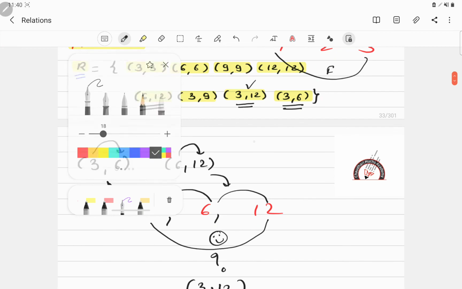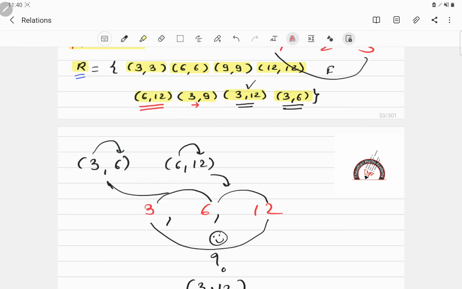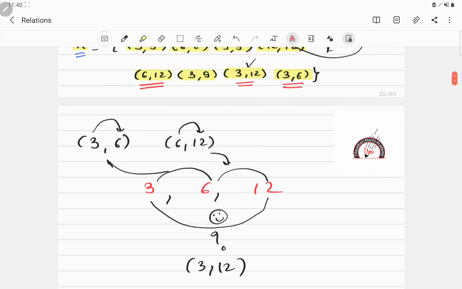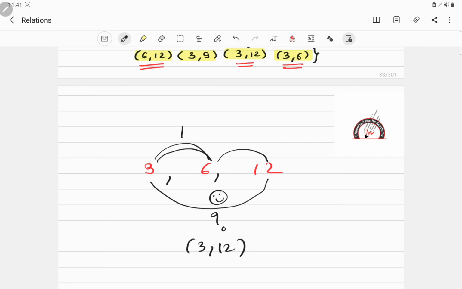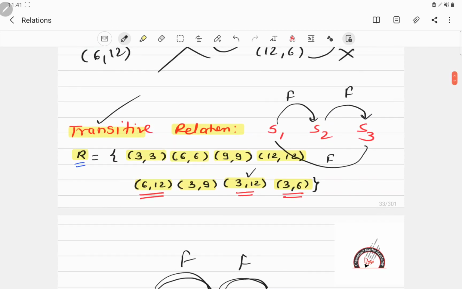So let me highlight this: 6 12, 3 12, 3 6. So please observe these three entries. 3 6 is a part of that relation, 6 12 is a part of that relation. Then cross check whether 3 12 is a part of that relation or not, and yes, it is a part of that relation. So isn't it like 3 is a friend of 6, 6 is a friend of 12, then 3 is also a friend of 12. Therefore, this is a transitive relation.